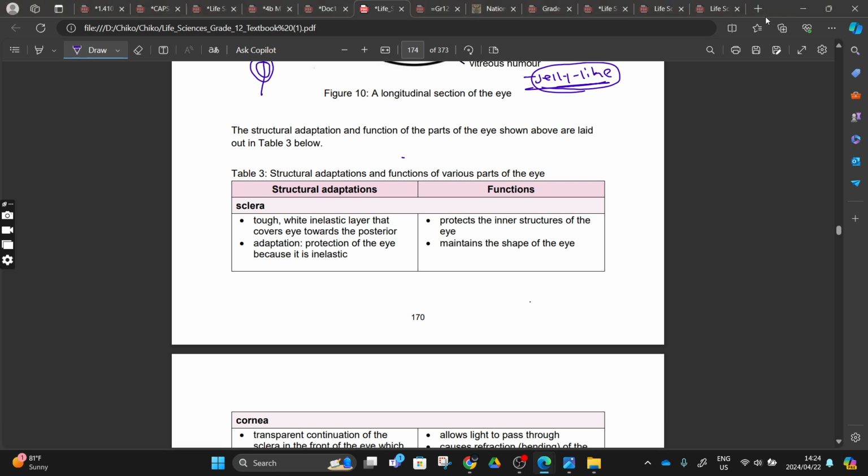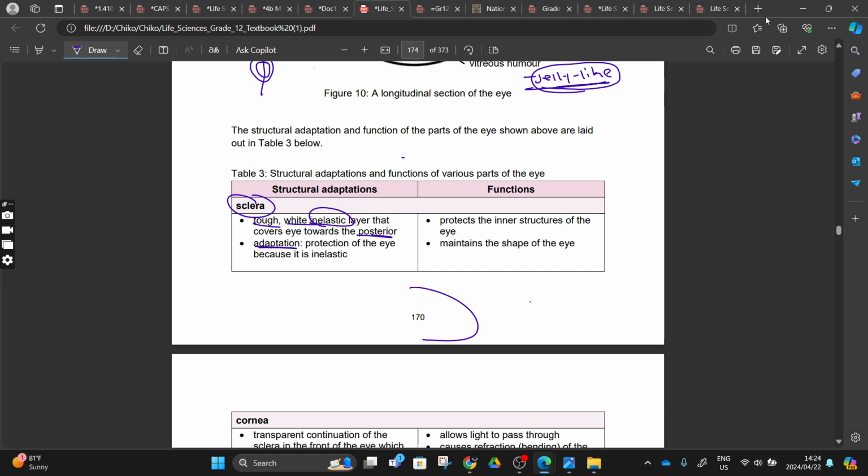So this will be this. We talked about the sclera, the outer part. From here, let this help you to know where it is located. We have the sclera, the outer part, right? But this is the sclera. This is the tough, white, inelastic layer that covers the eye towards the posterior.